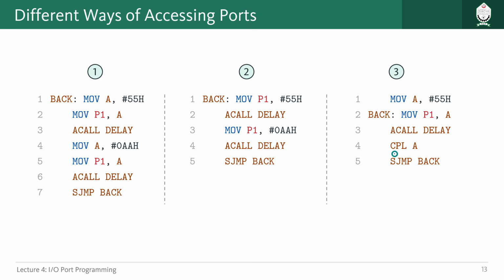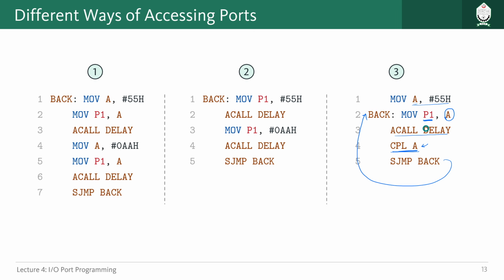You can also take the help of this command CPL A, which complements all the bits we have in a particular register, right? So initially we can start with this value in the register, then move that value onto port 1, then take the delay, then complement this value of register A. Then if I short jump here, this value is already complemented, and that value will be moved on to P1. So after each loop, each of the bits of port 1 will be complemented.